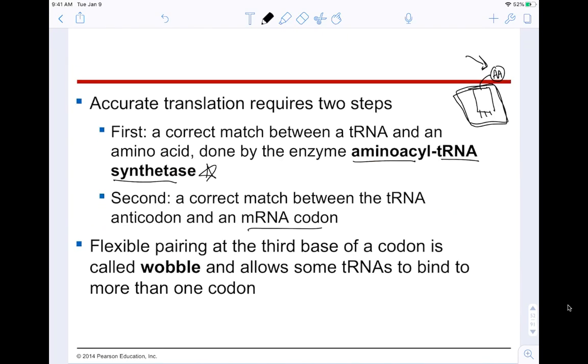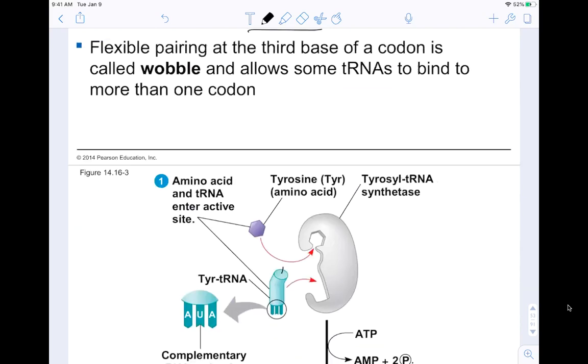So flexible pairing at the 3rd base of the codon is called the wobble position. It allows some tRNAs to bind to more than one codon. That's what I was talking about earlier, with like the last base doesn't really matter as much. This is where that comes into play.